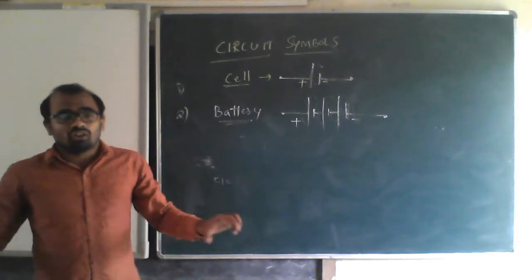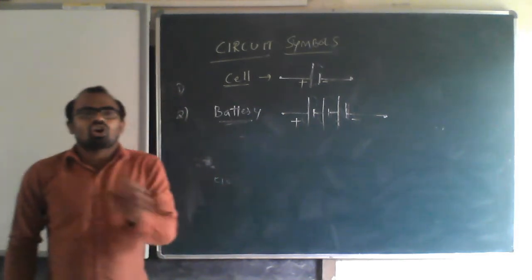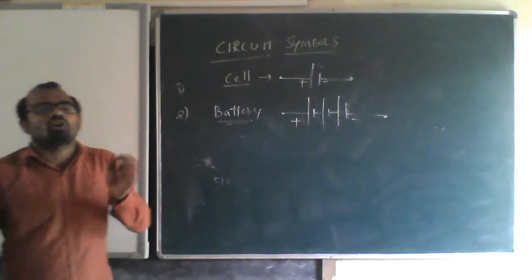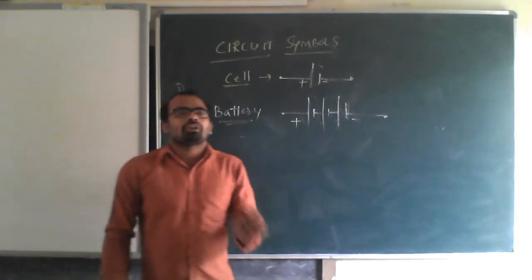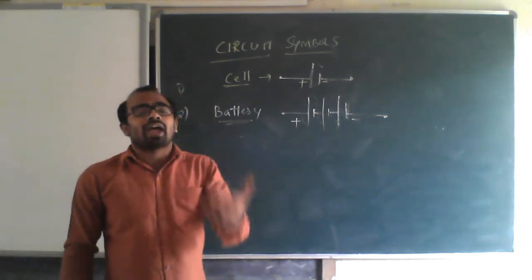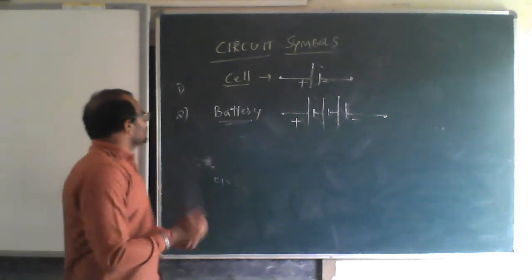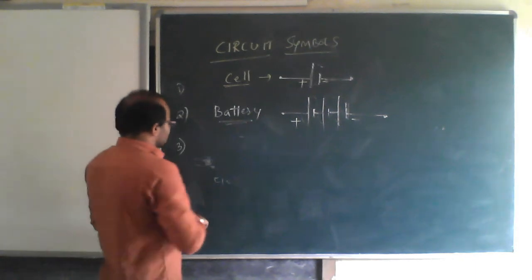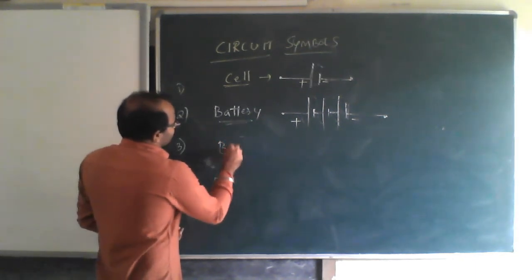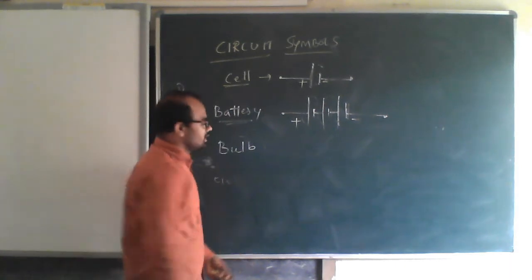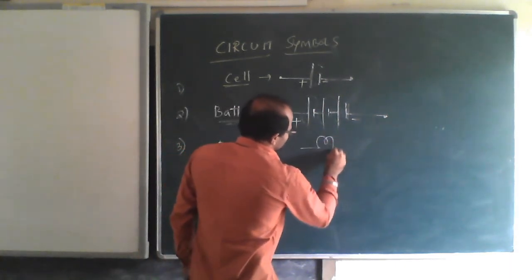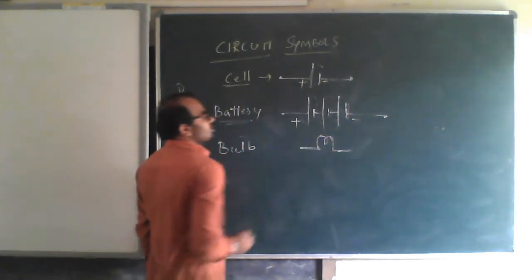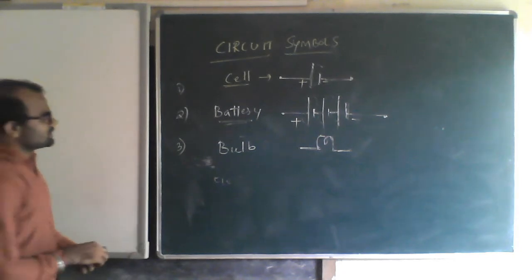So combination of cells is called battery. A question might be asked: define battery. Battery is nothing but a combination of two or more cells. Okay. Third one. What is third one? Third one is bulb. How we represent bulb in an electrical circuit is like this. If we represent this, we call it as bulb. This is bulb.